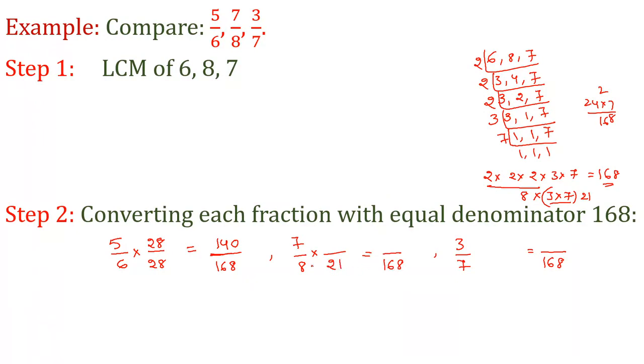So to find out the equivalent fraction of 7 by 8, you have to multiply both numerator and denominator with 21. So by multiplying 7 by 21, you will get 147. Okay. So 147 by 168 is nothing but the equivalent fraction of 7 by 8, which is having the same denominator, which is 168. Okay.